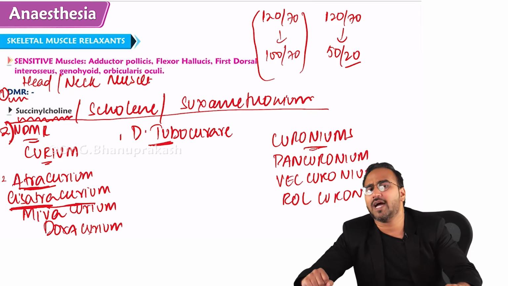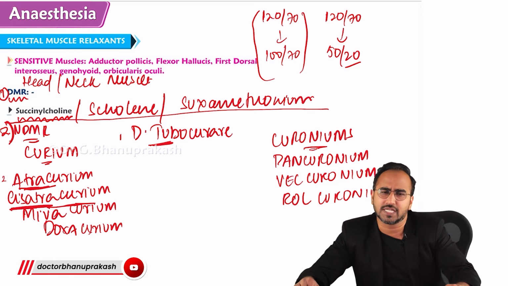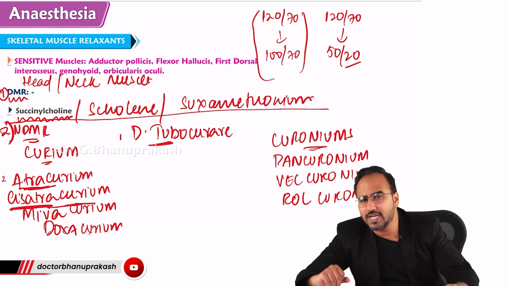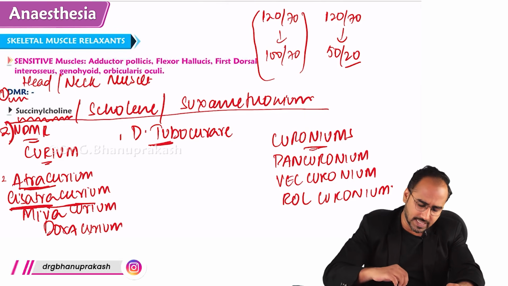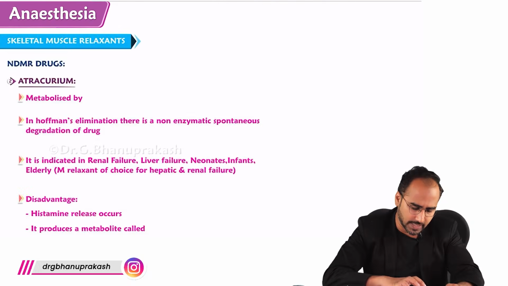The third point of Pancuronium is what? Pancuronium is having maximum renal excretion. Hence, can you give Pancuronium in renal failure if it is having renal excretion? No. Hence, it is avoided in the patients who are suffering with renal failure. So we are discussing about the muscle relaxant called Pancuronium.